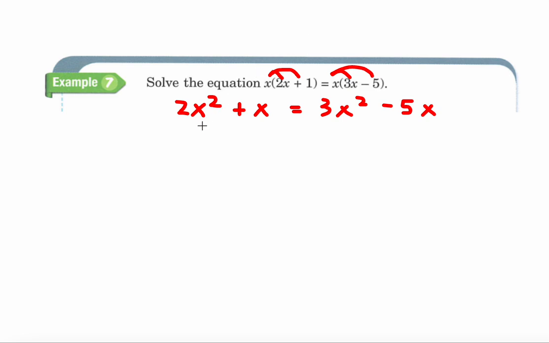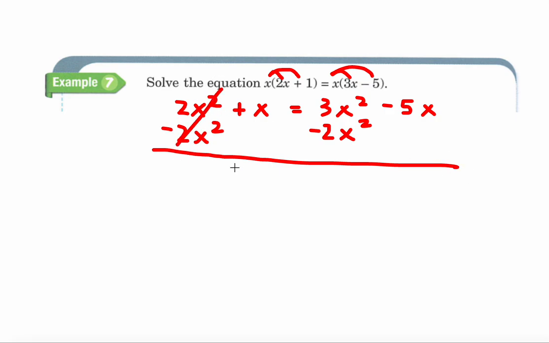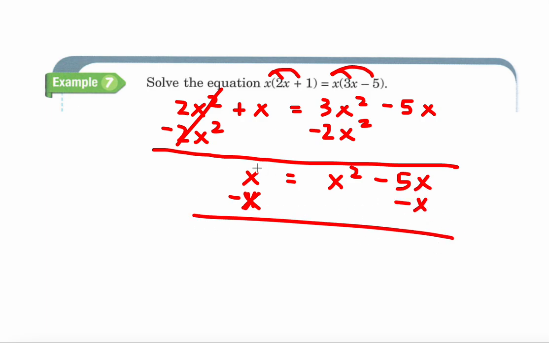I need to move stuff around. So let me subtract 2x squared. I'm moving everything to the right-hand side so I can get positive numbers. Because if I were to subtract 3x squared, I would get a negative, and I don't want to deal with that. Okay, so then I get x equals 1x squared, a positive x squared, minus 5x. I can subtract this x over here. So I end up with 0 over here equals x squared minus 6x.